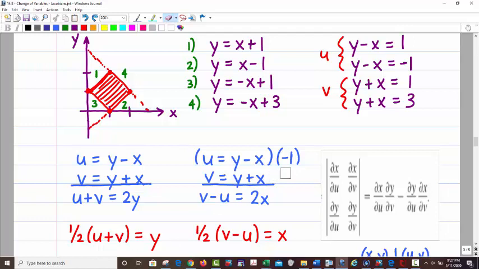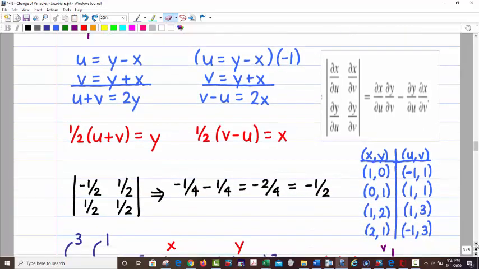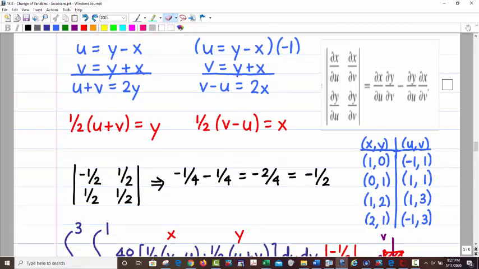Over here, I chose to multiply the top equation by negative 1, knowing that when I added downward, I would eliminate the y's. And that then gives me x. So I have negative u plus v, which I just wrote as v minus u. Either way is, of course, correct. So negative 1 times negative x is positive x. Add them together, we get 2x. So now I know that y is 1/2 u plus v, and x is 1/2 v minus u. So I can now do the Jacobian. Okay.